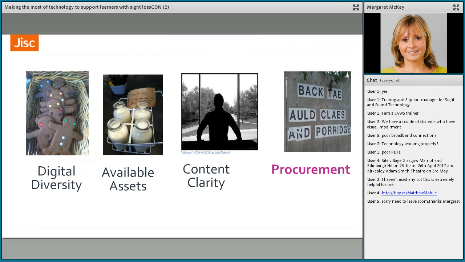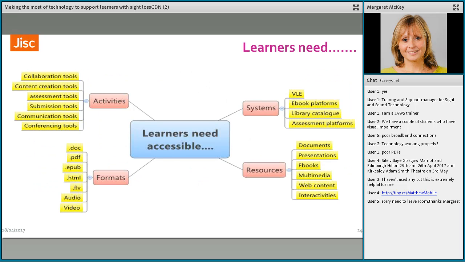Moving on quickly, if we just think finally about procurement, that's one of the things that I think is really important to think about. Learners need accessible systems, but how do you know, when you buy a website, an e-learning platform, or your ebook platform, if it's going to be accessible? Do your procurement policies ask whether or not your resources are accessible? Learners need resources in a range of formats. Should there be an organisational approach ensuring that your procurement policies ask key questions about how accessible resources are before you buy them, to make sure that your learners with vision loss can access them?